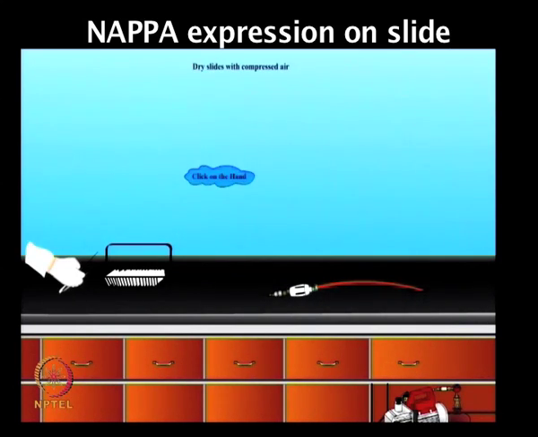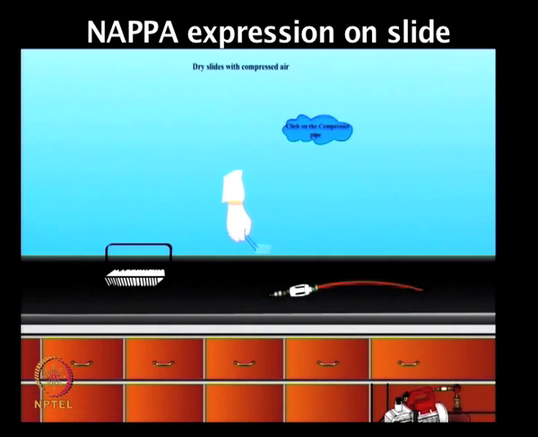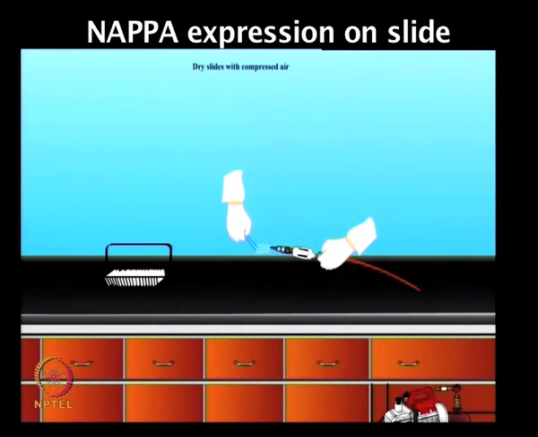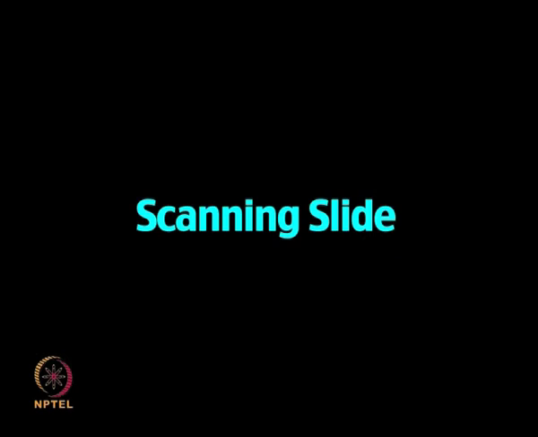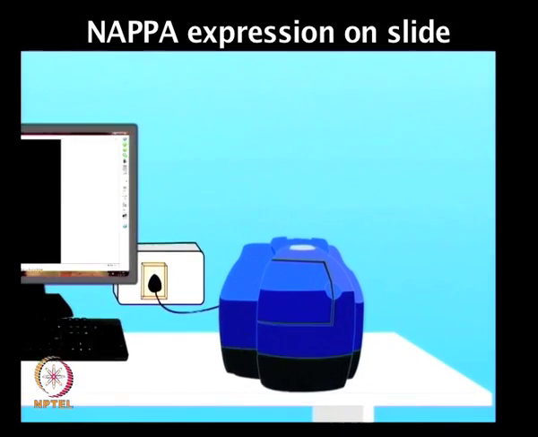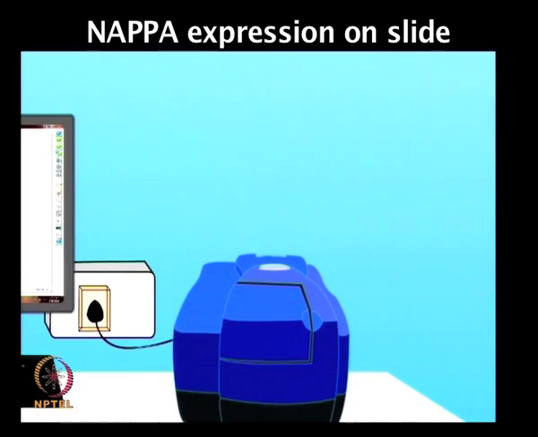Now, we need to dry the slides with compressed air, or the drying step can also be performed by using centrifugation. Now, we will see an animation for scanning slides. Whether you have done the QC experiment of DNA detection or protein expression, now you need to scan the slides.